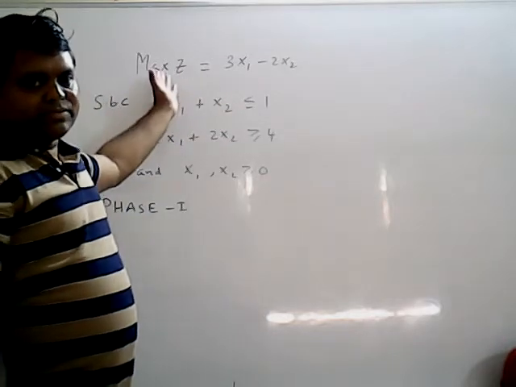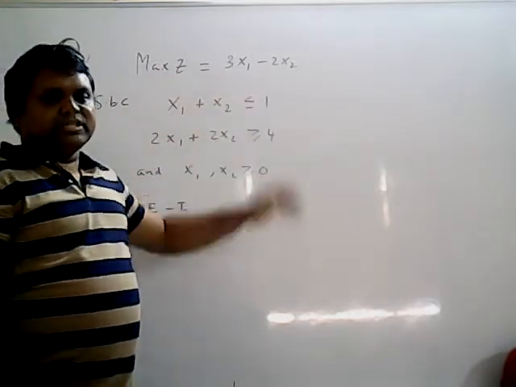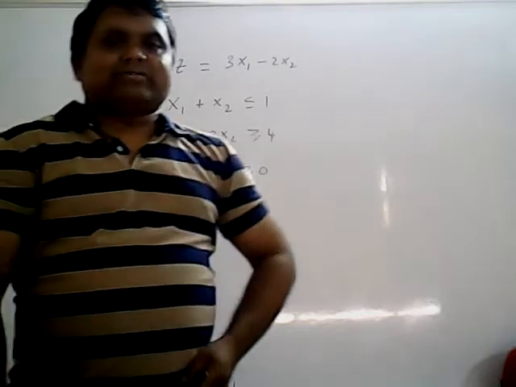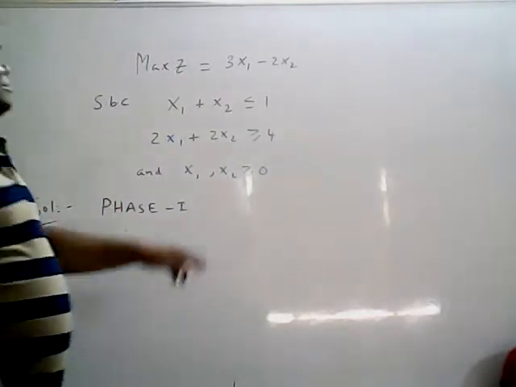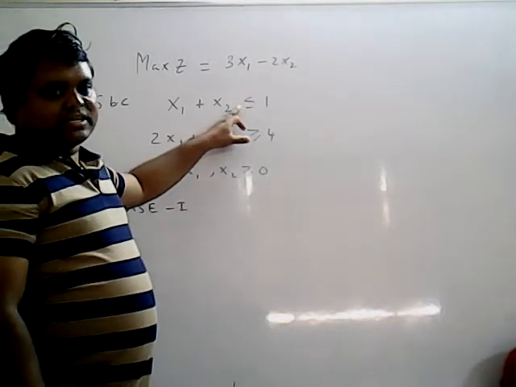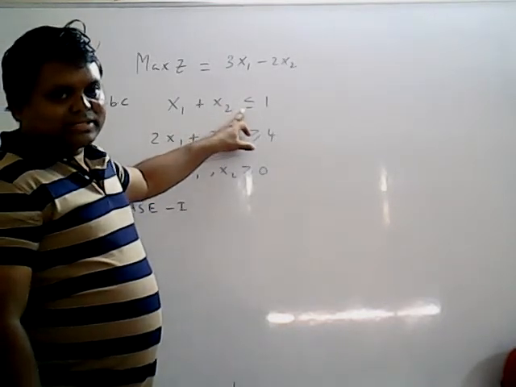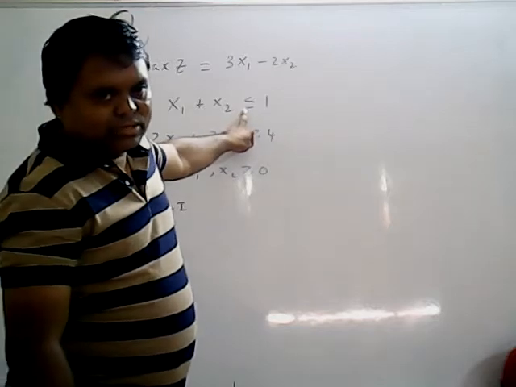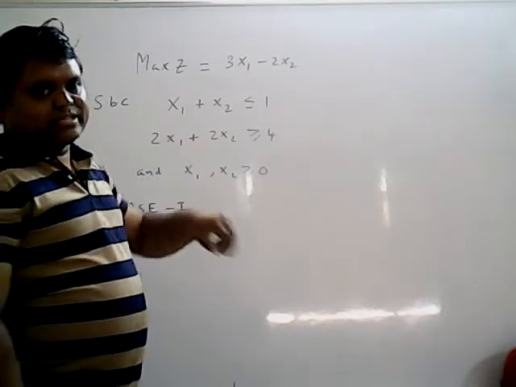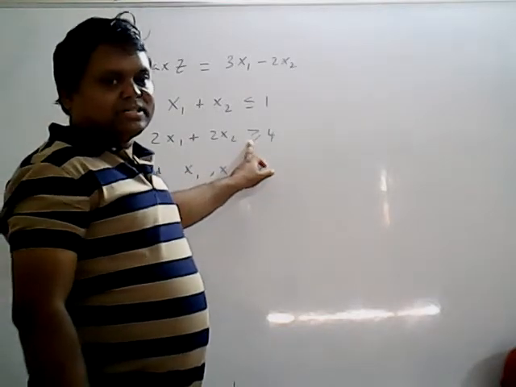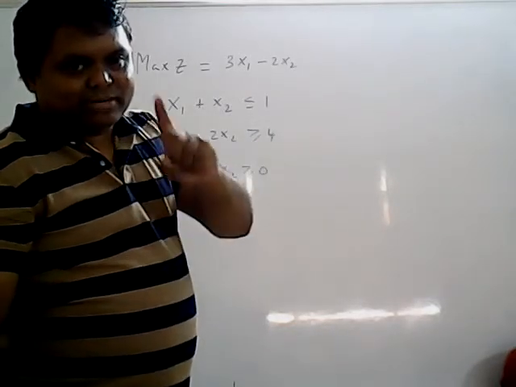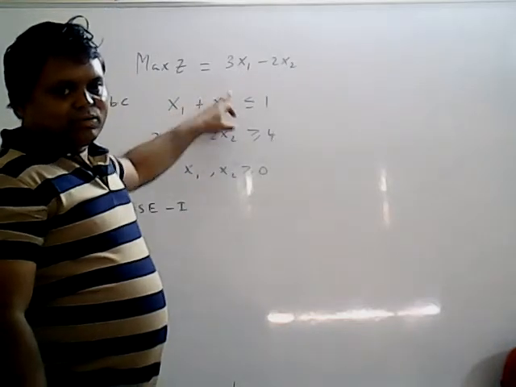Standard form means the objective function is maximization and the constraints are equalities. How will you convert into equalities? By introducing slack variables and surplus variables. How many less than or equal type constraints are there? One, so one slack variable is required. How many greater than or equal type constraints are there? One, so you require one surplus variable.